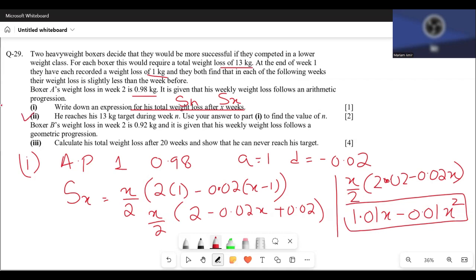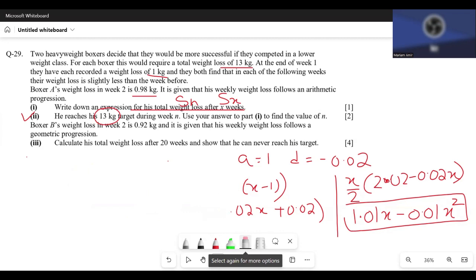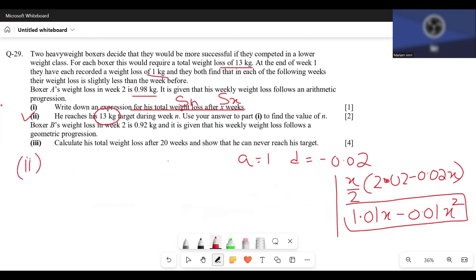Okay. Next part says that he reaches his 13 kg target during n weeks. So 13 kg is the total weight lost in n weeks, so we're going to equate S_n to 13. We already have an expression for S_n. Just replace the x with n. So 1.01n minus 0.01n squared equals 13, and you have to find the value of n.